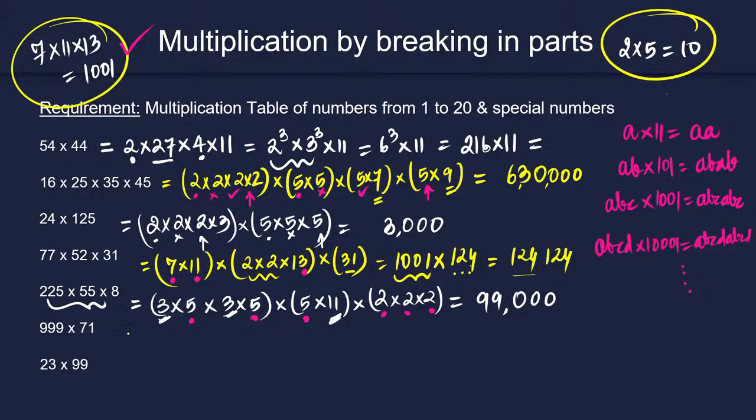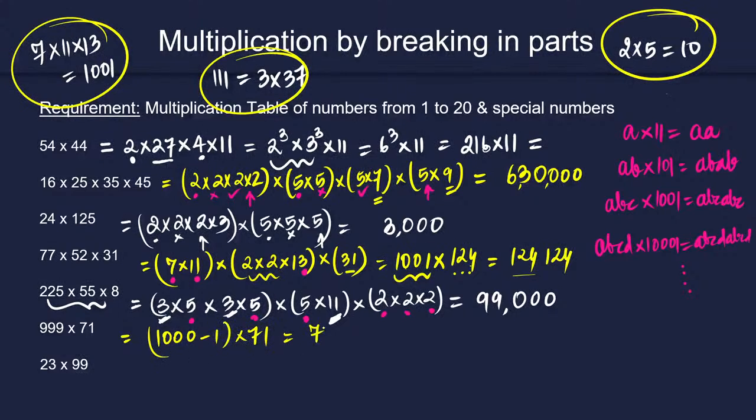ओके, 999 into 71. Now 999 is going to be 111 into 9, but breaking it down, 111 is 3 into 37. ये याद रखना, 111 भी एक स्पेशल नंबर है which is 3 into 37. ठीक है, ये सब कुछ स्पेशल नंबर्स या स्पेशल कैलकुलेशंस याद रखने पड़ते हैं. So don't you think it's better that if I take 999 as 1000 minus 1 into 71, so that this changes to 71,000 minus 71?